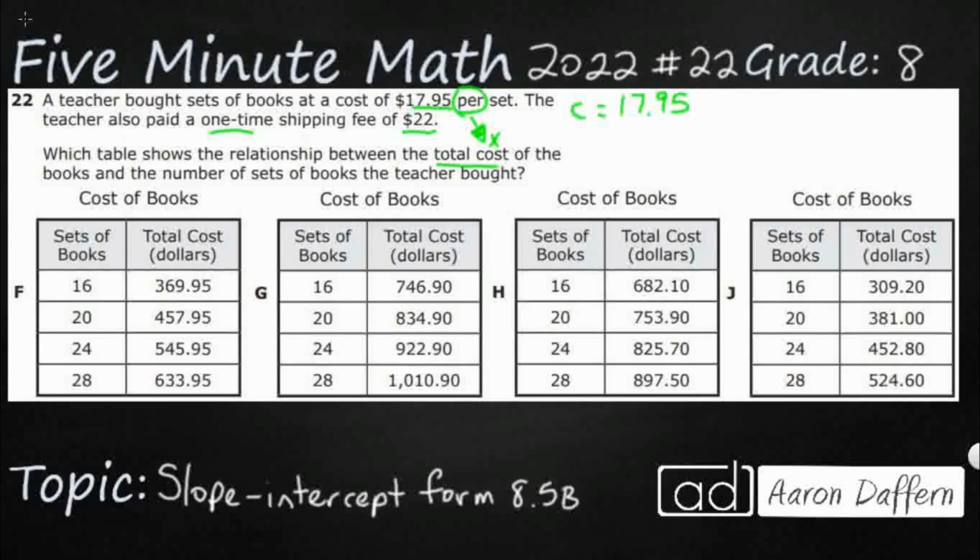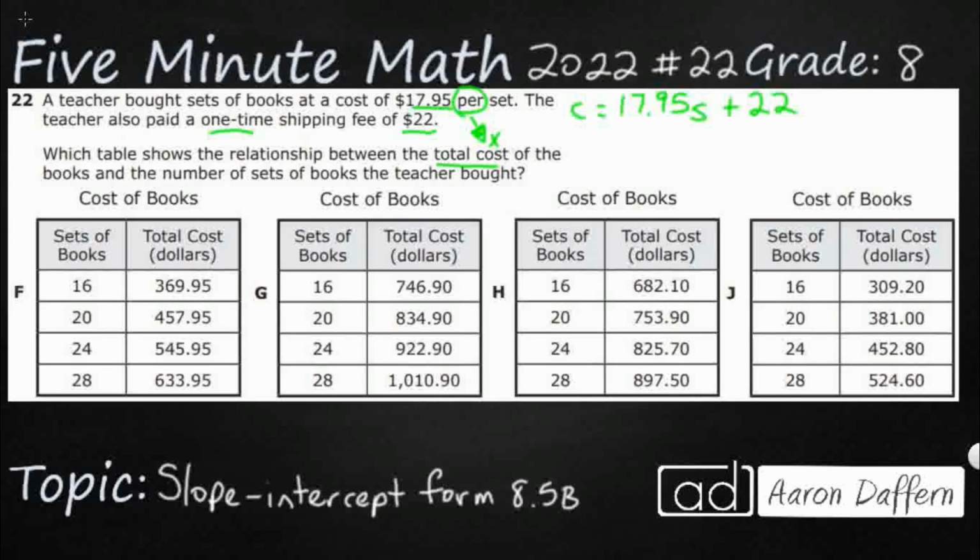So it's $17.95 per set. We'll just call that S. We'll just make that our S as our variable. But it's not just $17.95 times how many sets we have. We also got to add just that one-time fee of $22.